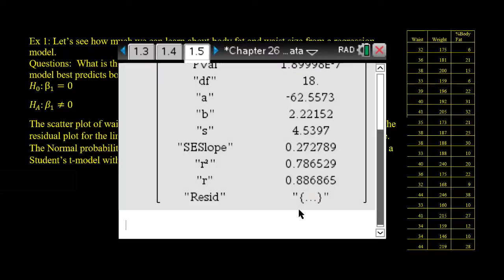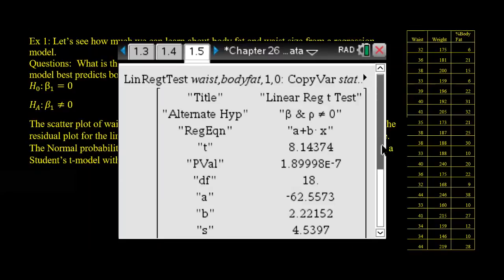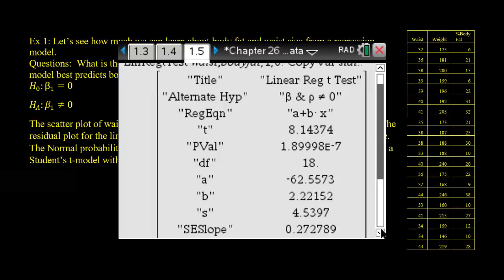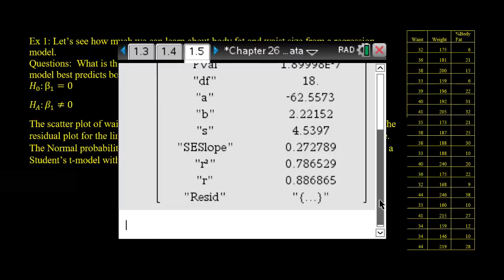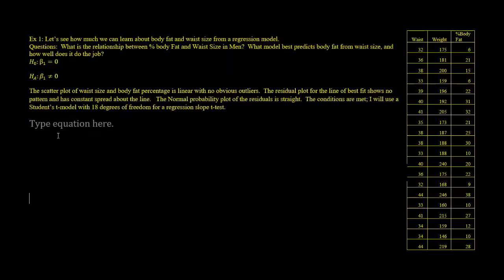There's all our statistics. We have to scroll a bit to see everything. Our t-score is 8.14374. We have a p-value of 1.89998 times 10 to the negative 7th, so that's very small. 18 degrees of freedom. The a is our y-intercept, negative 62.5573, and b is our slope, 2.22152. That's our b1. The s_e of the slope is the standard error of the slope. That's important to know, especially for when we do the margin of error. We have our R squared and R there as well. We'll put most of these statistics in.